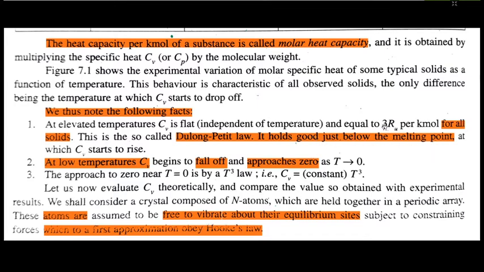Then it is 100% true that the specific heat is equivalent to 3R. But in between, from approaching the melting temperature down to 0 Kelvin, this is not true. In this zone, it follows the T-cube behavior. We will discuss later what exactly it means.